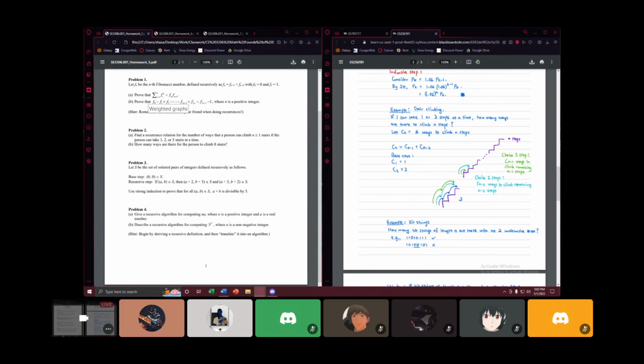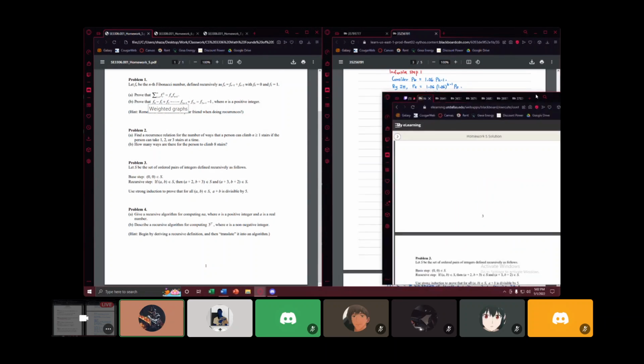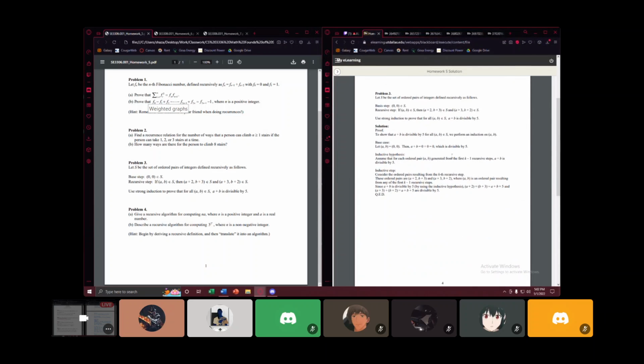Okay. So, but in the solution, he didn't do multiple bases. But I guess this would be considered multiple bases, I suppose. I'm not sure. But see, this is what I mean. I don't get the hypothesis.